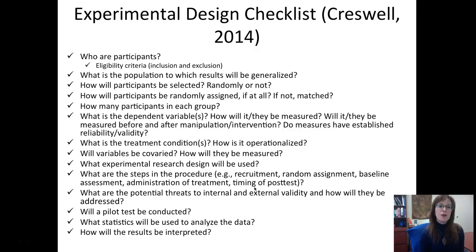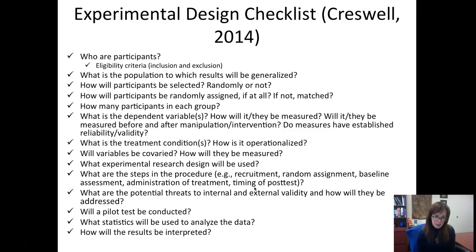What's the dependent variable? How will it be measured? Will it be measured before and after? We'll talk more about measurements as we move forward, and you'll learn about reliability and validity. What's the treatment condition, or what's the manipulation or exposure? How are we operationalizing and defining that? Will we measure other variables that are covariates or extraneous variables? And which design will we use?